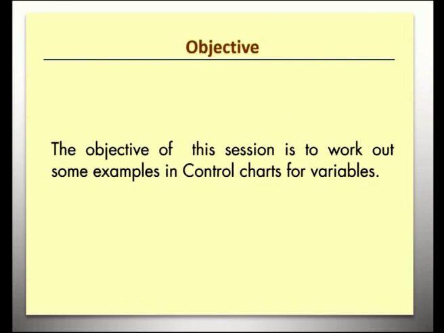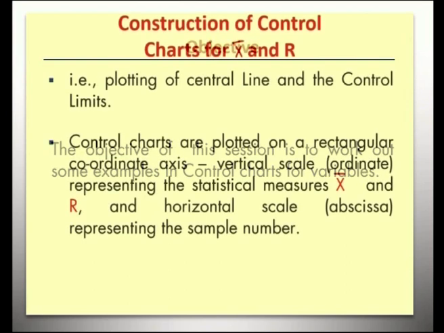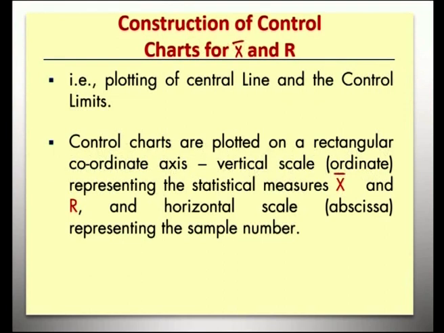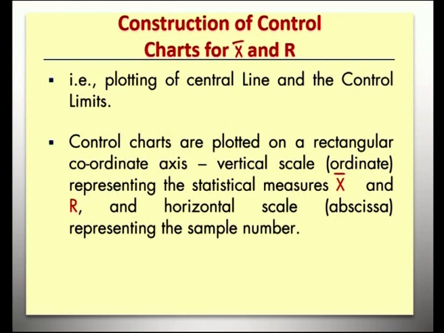In this session, we are going to work out some examples in control charts for variables to understand the concept further. The construction of control charts for X bar and R, that is plotting of central line CL and the control limits, upper control limit and lower control limit. Actually, control charts are plotted on a rectangular coordinate axis, vertical scale ordinate, representing the statistical measures X bar and R, and the horizontal scale abscissa representing the sample number.